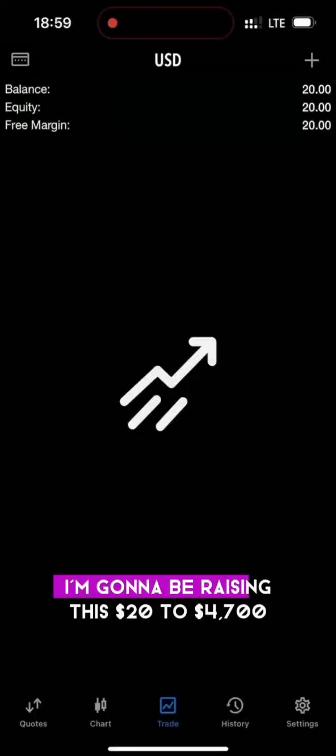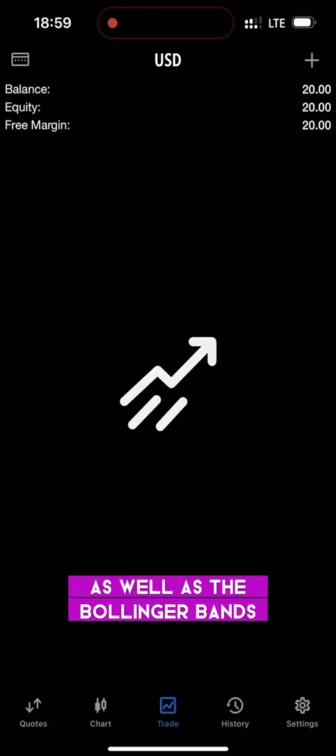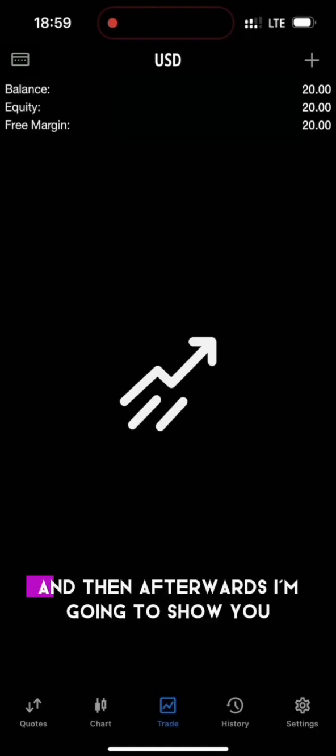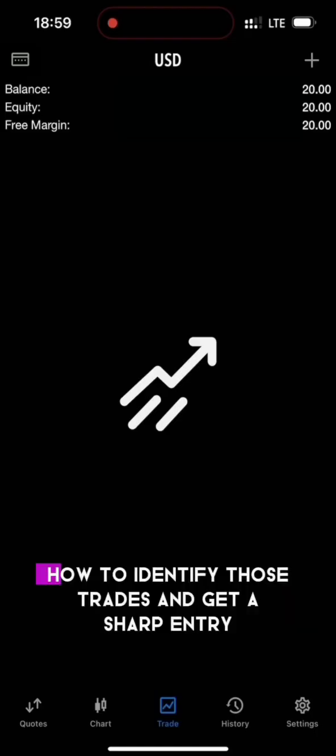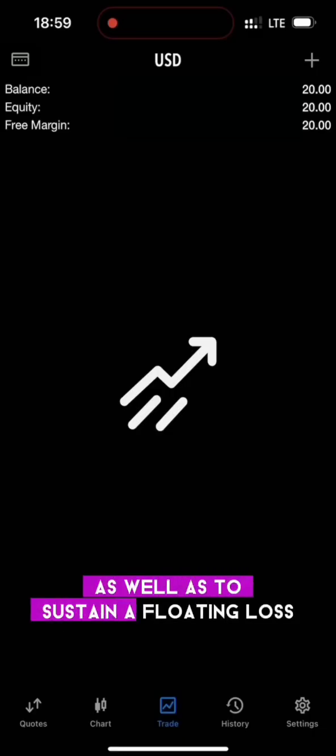So in this video, I'm going to be raising this $20 to $4,700 using the market structure, the trend lines, as well as the Bollinger Bands. I'm going to be trading first, and then afterwards I'm going to show you how to identify those trades and get a sharp entry, as well as how to sustain a floating loss.